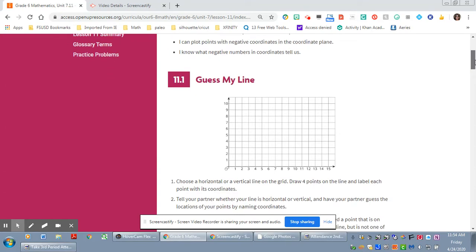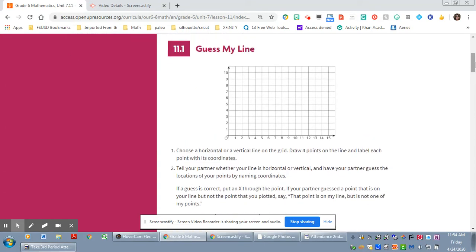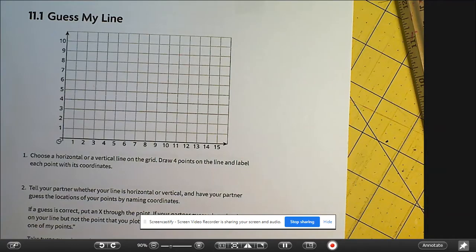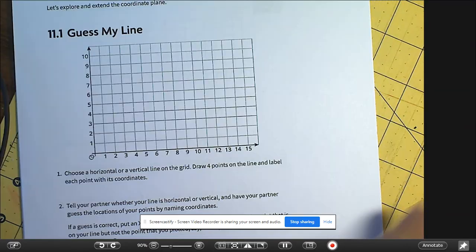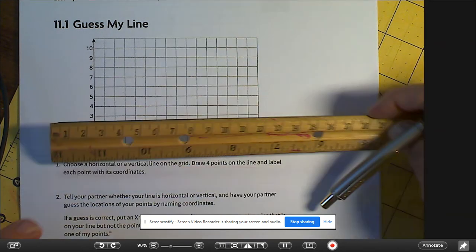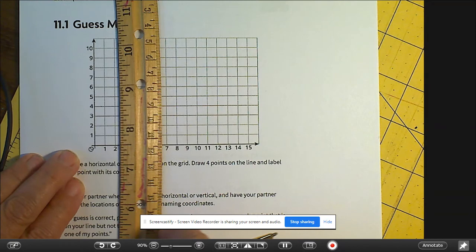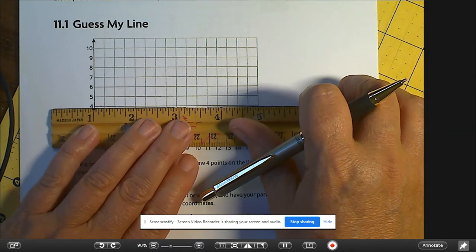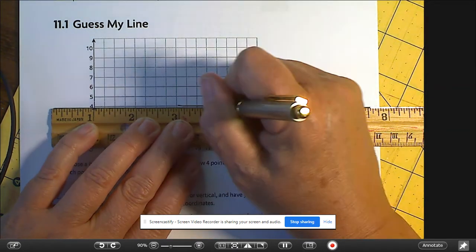All right, so to start with, this is sort of like if you've ever played the game Battleship. Choose a horizontal or vertical line on the grid. We can't really do this because we're not together and you can't have a partner, but I'm going to go over to my paper so you can see what I'm doing. A horizontal line would go this way, a vertical line would go this way. So I'm going to do this.